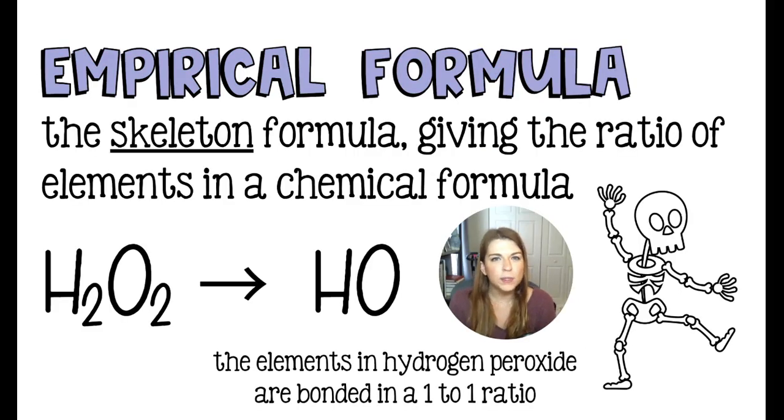An empirical formula is something that's new. It is going to show the skeleton formula, or kind of just the basic ratio of one element to another in a chemical formula. So if we look again at that hydrogen peroxide, H2O2, the empirical formula is HO, indicating that for every one H, you have one O.